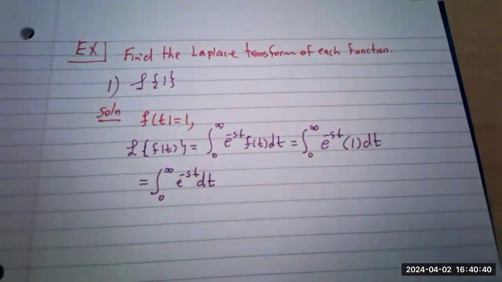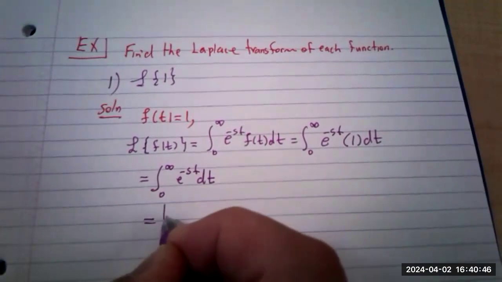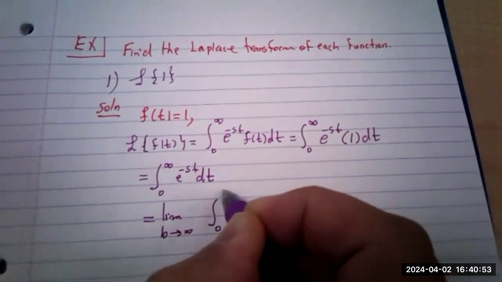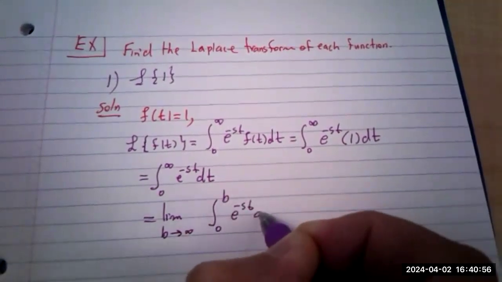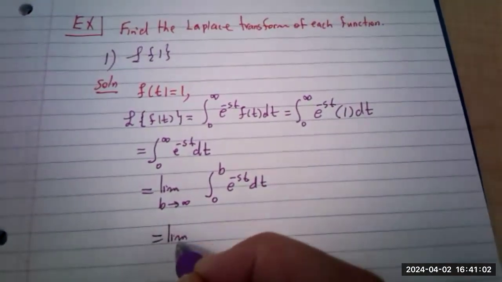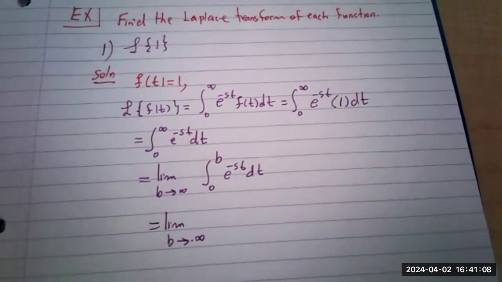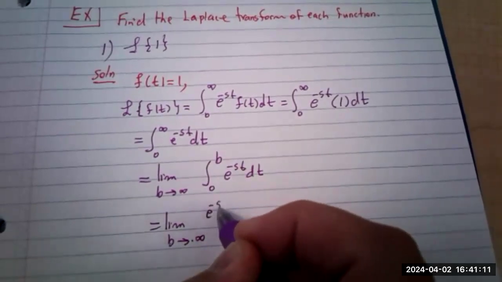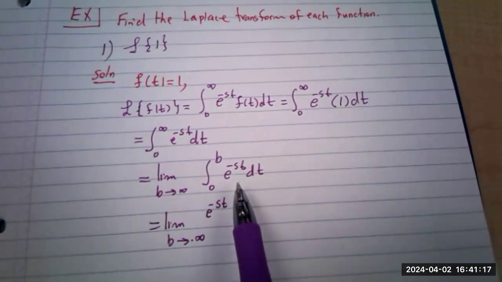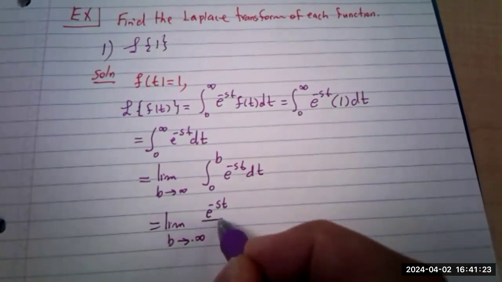You want to find this integral. You know, it's an improper integral. Change it to a limit and go. So it's equal to the limit, changing the infinity to b, as b goes to infinity, of the integral from 0 to b of e to the negative st dt. Easy integral to find. You know that the exponential function never changes, so it's going to be e to the negative st again, and you have to divide by u prime. Differentiating with respect to t, the derivative of negative st is negative s. So divide by negative s.